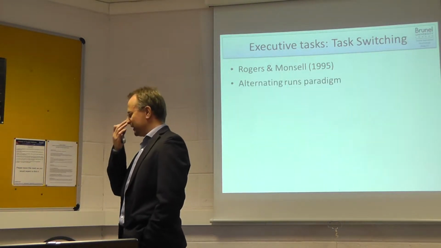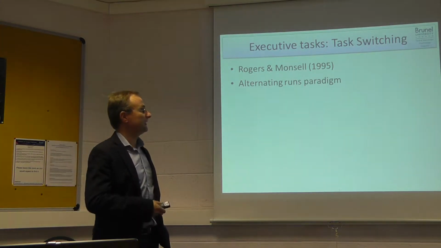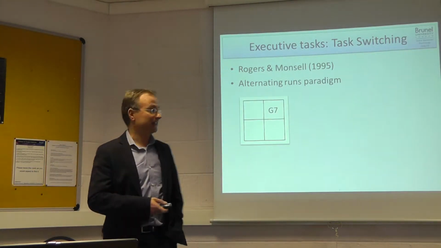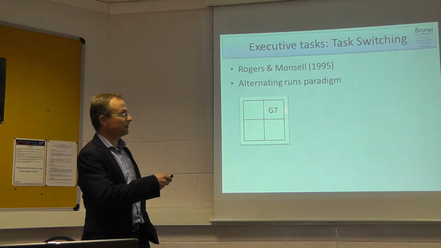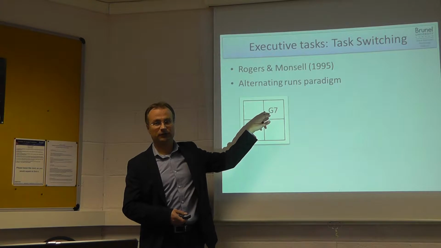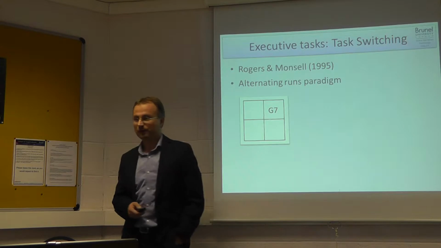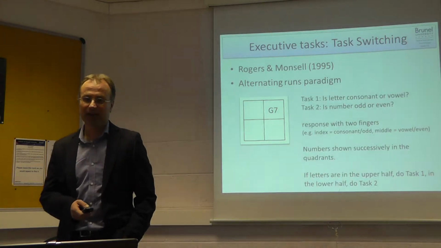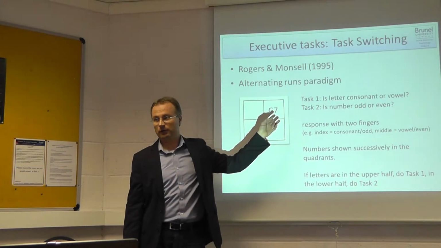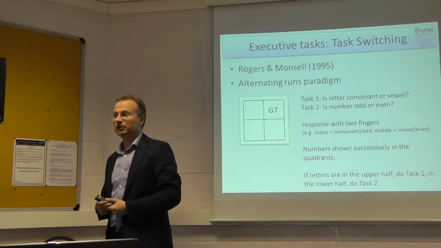And Rogers and Monsell modified the paradigm, and it's called the alternating runs paradigm. And this is a computer-based paradigm. And it looks like that. You have a configuration on the screen which has 4 squares or 4 quadrants. And then you have in one square a letter and a number. And you have 2 tasks. Task 1 is to decide whether the letter is a consonant or a vowel. And the second task is to decide whether the number is odd or even.